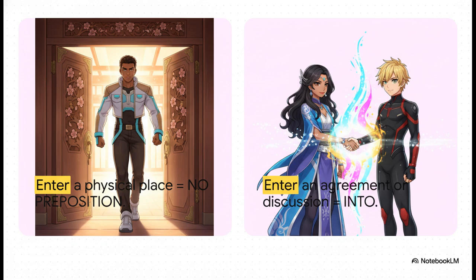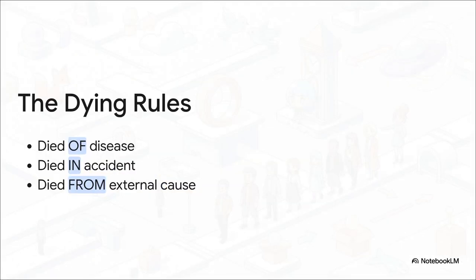Pretty brilliant, right? Let's also look at some very specific English rules for describing death, because again, direct translation fails us here. अगर cause internal है या कोई बीमारी है, we use of, like died of cancer. अगर कोई accident है, we use in, so died in an accident. And for external causes, things like starvation or overeating, we use from, died from starvation. It's a subtle distinction, but absolutely crucial.